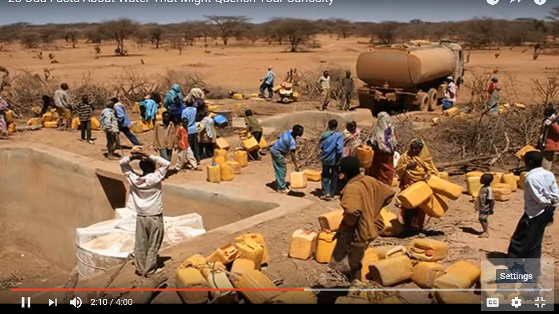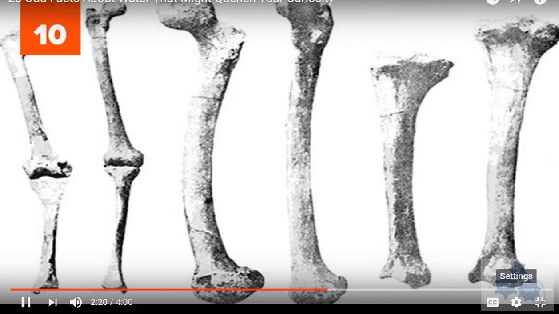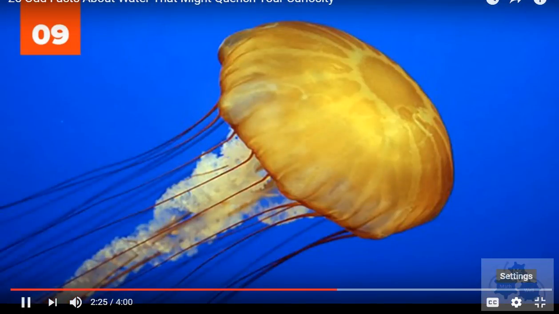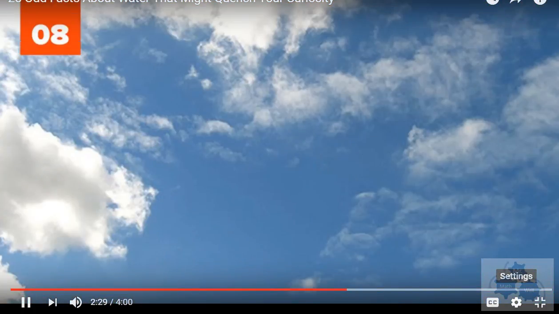11. People in Asia and Africa have to walk an average of 6 kilometers, or 3.7 miles, to collect water. 10. Your bones consist of 31% water. 9. Jellyfish are about 95% water. 8. There is more fresh water in the atmosphere than in all of Earth's rivers combined.